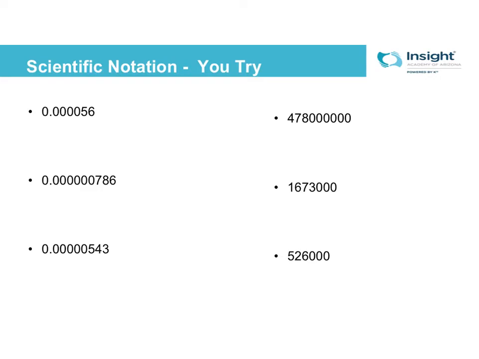So I need to get my decimal here between 5 and 6. So 1, 2, 3, 4, 5. This would be 5.6 times 10. Since I was moving to the right, that's a negative. I moved it 5 times, right? 1, 2, 3, yeah, 5. This giant number, the decimal is at the end here. I want to move it here. So I'm going to go 1, 2, 3, 4, 5, 6, 7, 8 times. So 4.78 times 10 to the 8th.